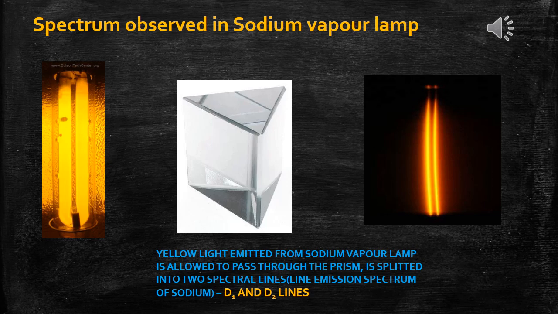Here within the sodium vapor lamp, the sodium vapor atoms are in excited state. That's why they are capable of emitting line spectra. So on the screen we are able to observe the 2 lines. That's why this is the best example for line spectra.